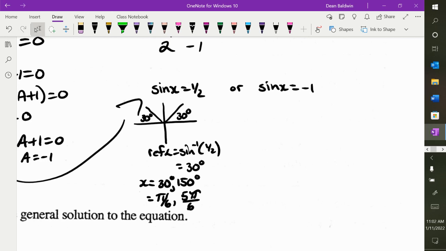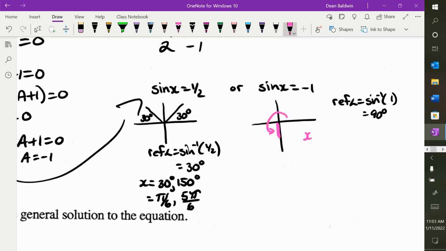So where's sine negative? You're in the bottom two. What's your reference angle? So your reference angle is going to be 90, which means, whoops. Where are you? Yeah, you're right there, right? Which means the rotation is x equals 270. Anybody tell me what 270 is in rads? Three pi over 2.